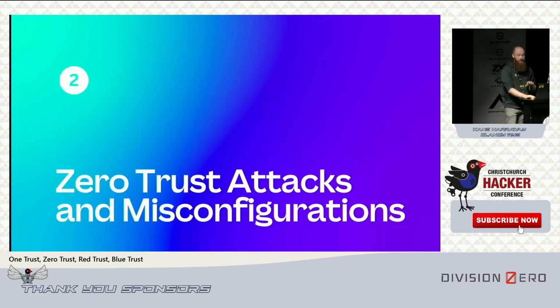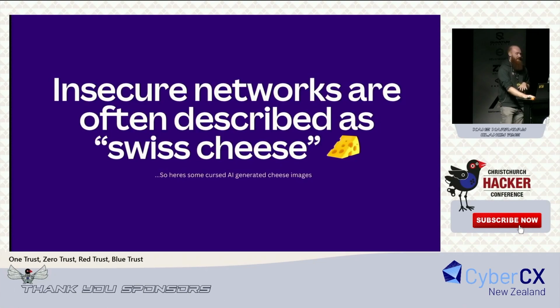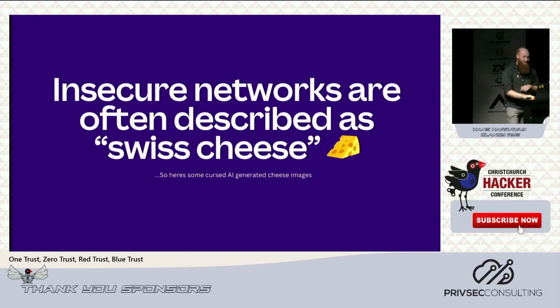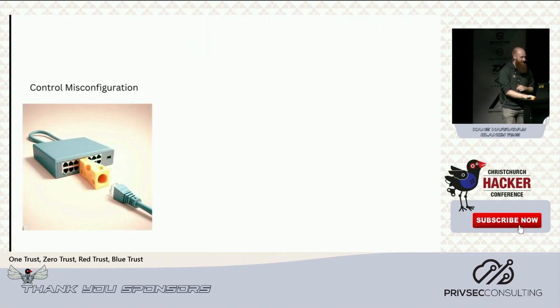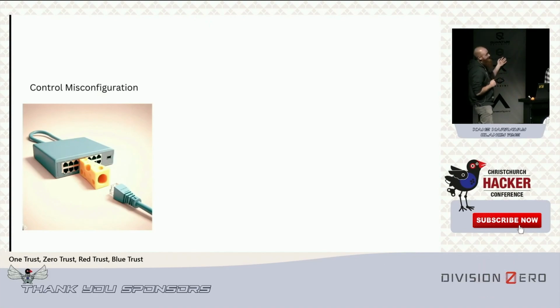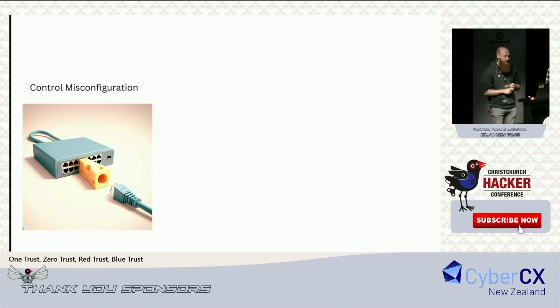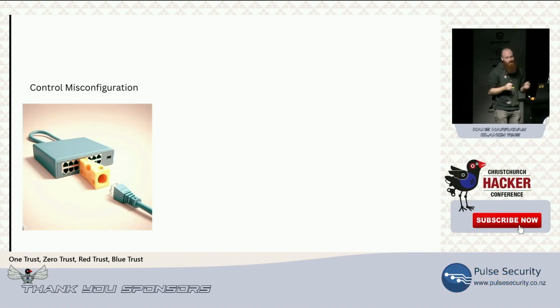I'm going to go through a few zero-trust attacks and misconfigurations. And this whole bit just got taken from me in the last slide, so I'm not going to talk about Swiss cheese networks again. I'll save you that. But I will give you some very cursed AI-generated cheese analogies. So I want you to imagine that the cheese in this case is our security control. And so misconfigurations can be accidental, or they can be purposeful. The reality is that companies can't do zero trust 100%, and so sometimes they do need to poke holes in, but the holes can also be accidental.